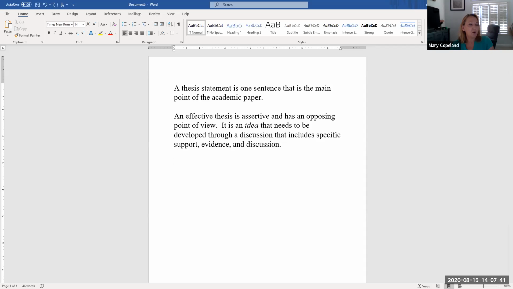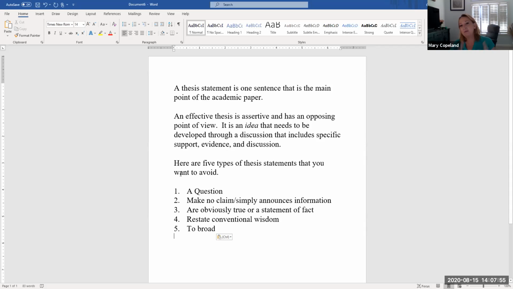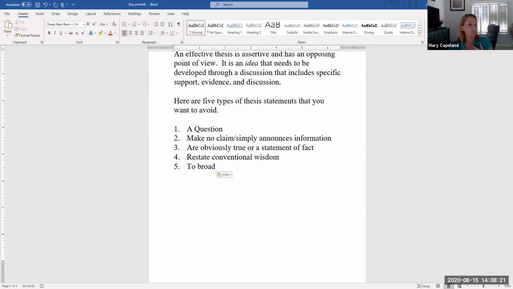I've found it easier over time to talk about the types of thesis statements that you want to avoid. So let me give you those, and then I'm going to give you an example of each one. So, five types of thesis statements you want to avoid. One is a question. A thesis never poses as a question. Two, a thesis that makes no claim and just makes an announcement. Three, things that are obviously true or a statement of fact. Four is conventional wisdom, and five is too broad. And I'm going to give you an example of each one of those.